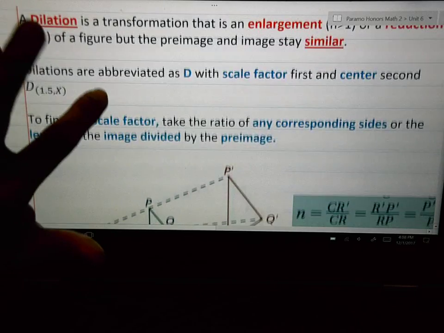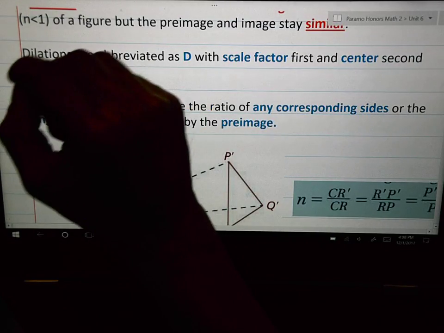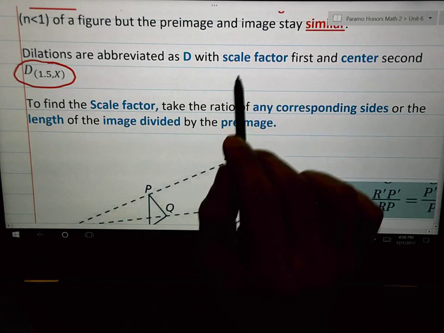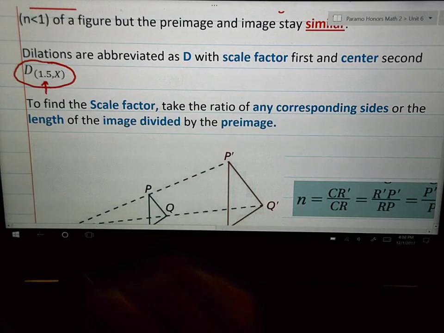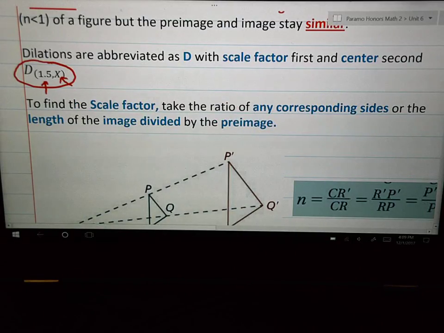Dilations are also abbreviated as a letter D. So if you see something that looks like this, let me circle it. This D stands for a dilation with the scale factor first. That means that this is your scale factor, and the center is this. Do not assume that all the time you're going to use 0, 0 as your center. That sometimes happens, sometimes it doesn't. In this worksheet, you're going to move where the center is on several different points. So be ready for that.